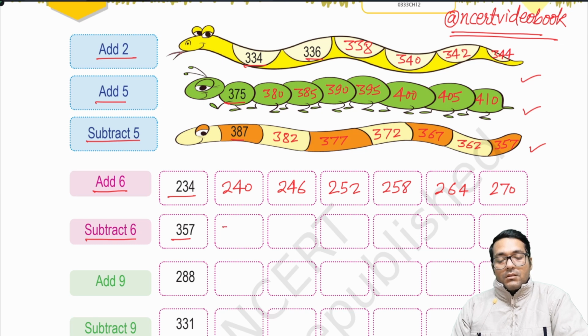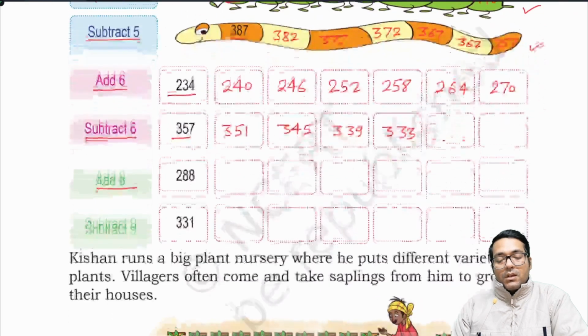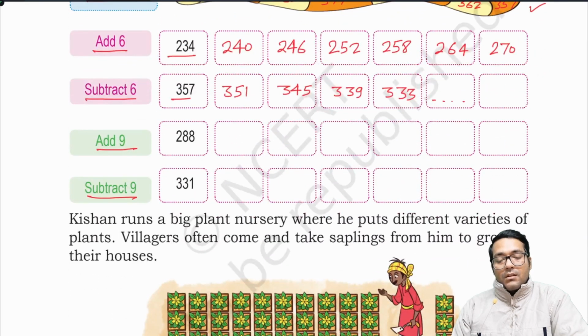Subtract 6. 357, 351, 345, 339, 333, like that. Similarly, you can add 9, subtract 9 and fill in the blanks.